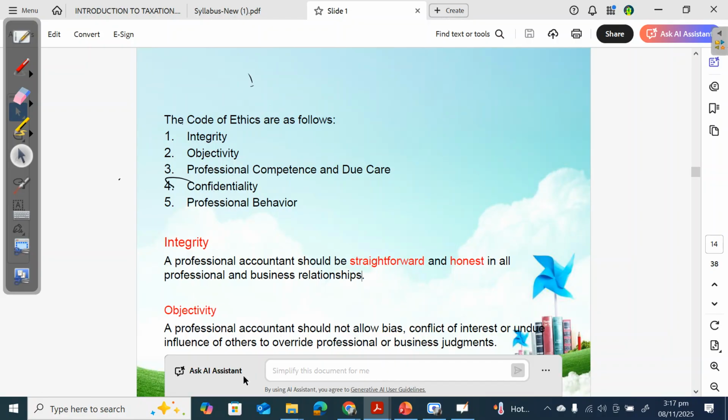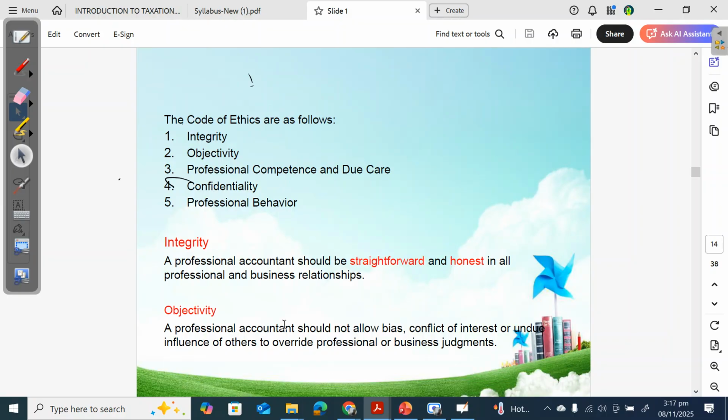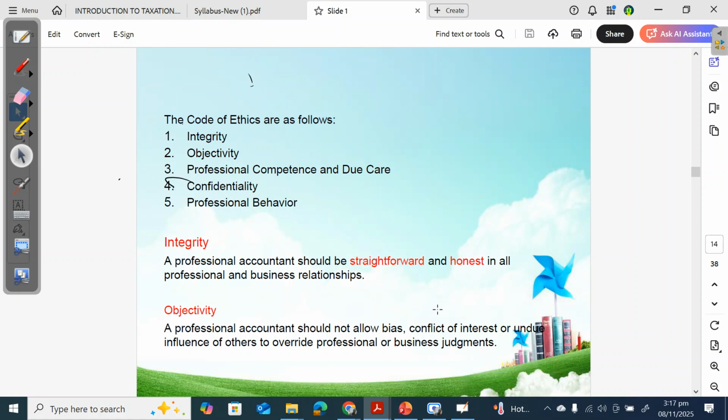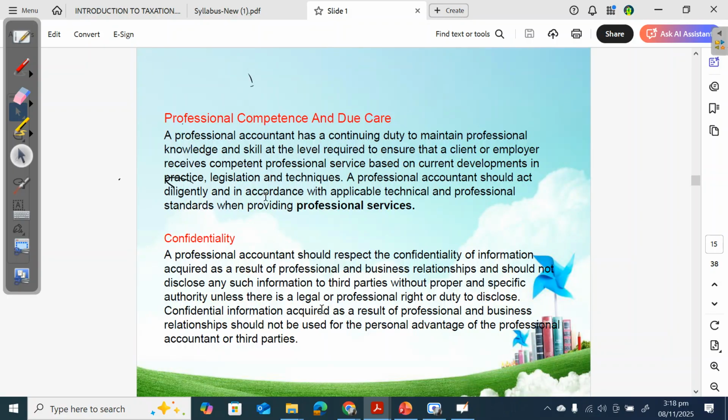Objectivity. You should be objective. You should not be influenced. You shouldn't be biased. You should be objective in your judgments. Then we have professional competence and due care. You must be competent in the work you are doing, so you should have the right skill, knowledge and experience for the work, and in your profession you should exercise due care.